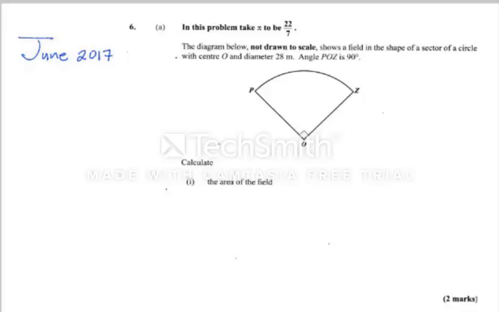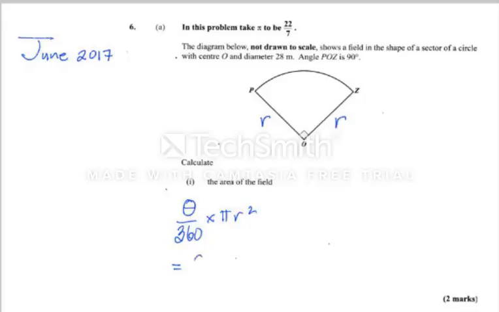Since this shape is a sector, the straight edges are radii of the larger circle. So the straight edges of a sector are radii of the larger circle. Now what we're asked to do is calculate the area of the sector. The formula we should use is theta over 360 times pi r squared.